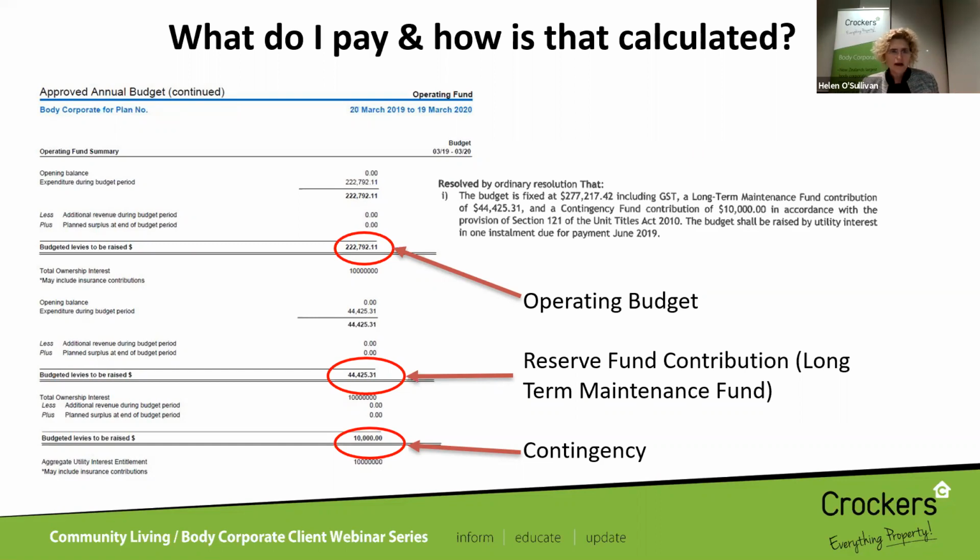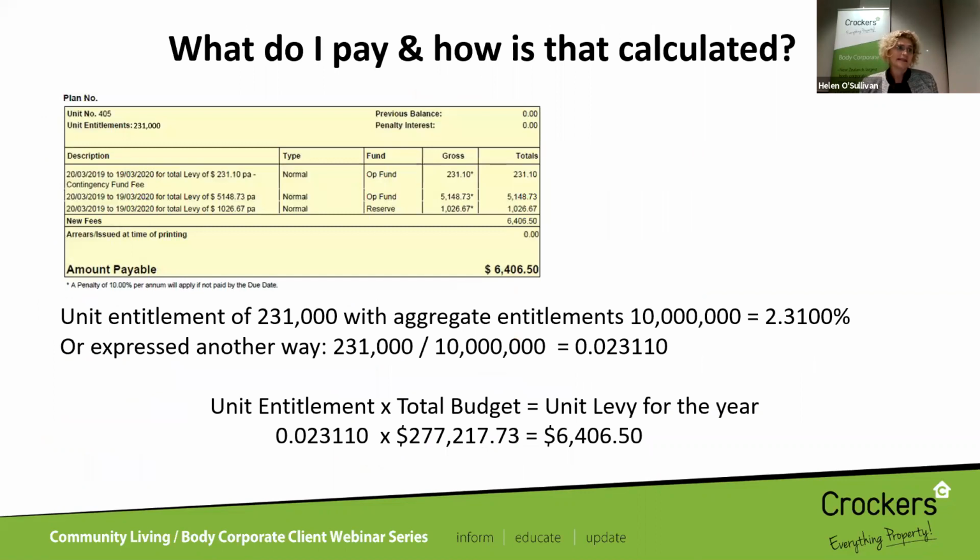Then there's another sort of one-off contingency for unexpected costs that might pop up during the year. That adds up to a total of $277,217.42, as you can see in the resolution that's on the screen. And that's the total budget for that BC.